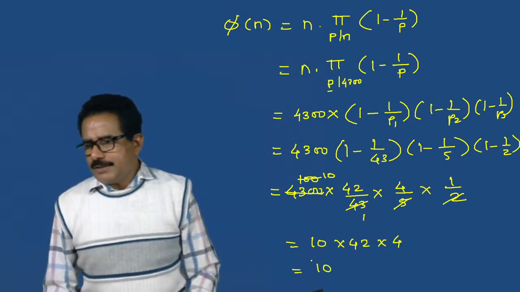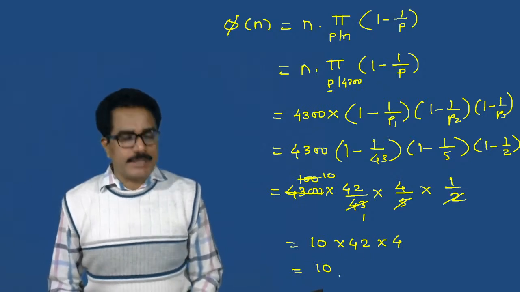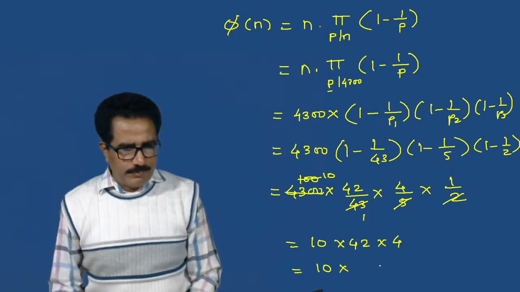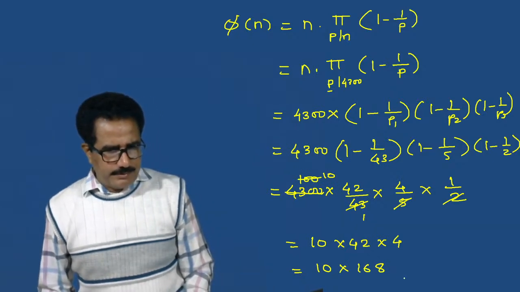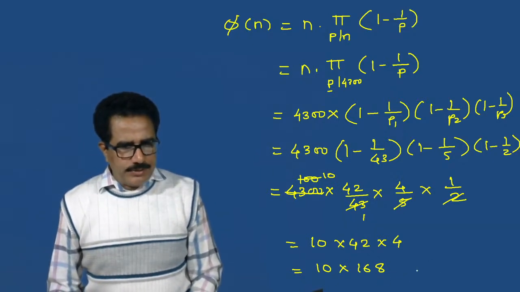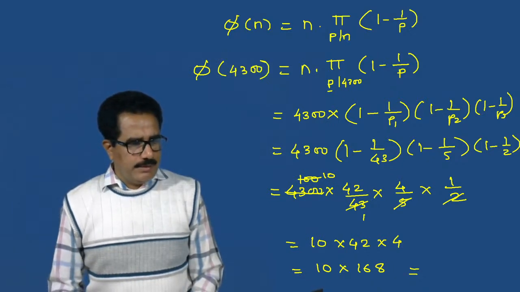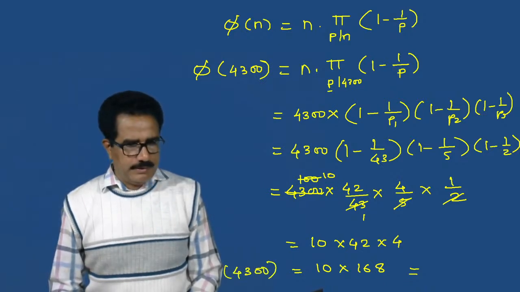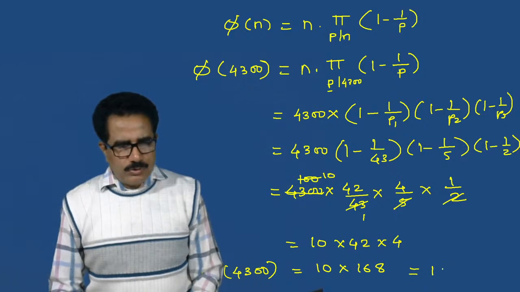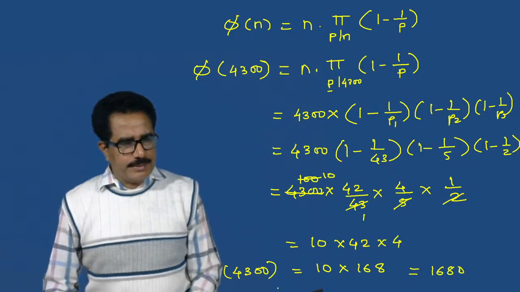कितना आता है रे स्टूडेंट्स, आंसर बताओ इसका प्रोडक्ट कितना आता है. 4 into 8, 168. That is equals to, this is phi of 4300. So 1680. See this.